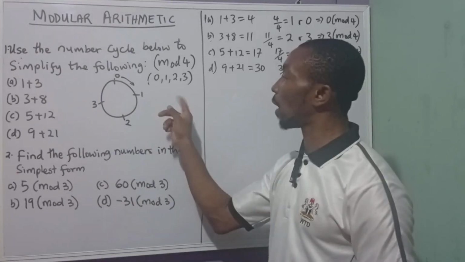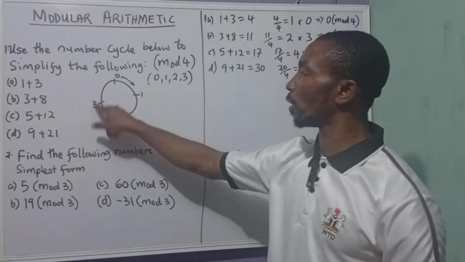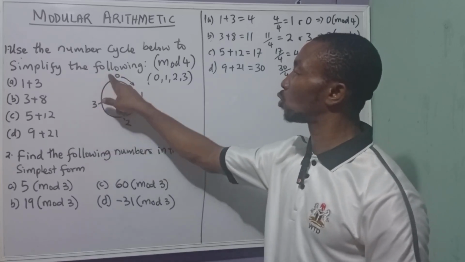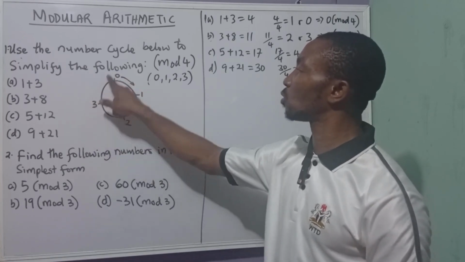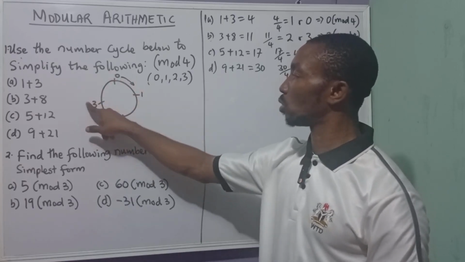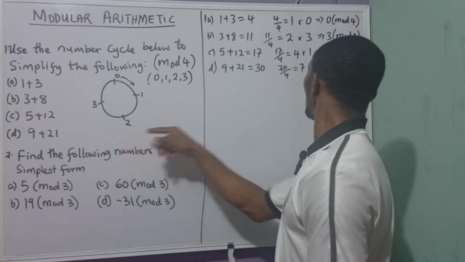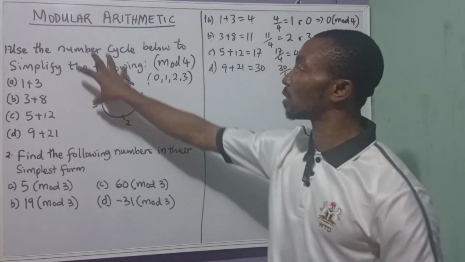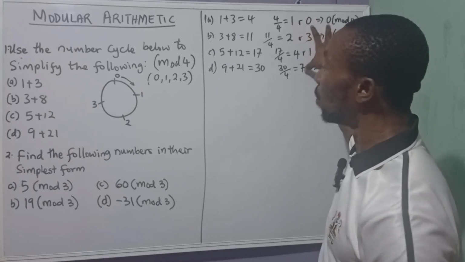Okay? So now from here, we count 30 starting from 0: 1, 2, 3, 4, 5, 6, 7, 8, 9, 10, 11, 12, 13, 14, 15, 16, 17, 18, 19, 20, 21, 22, 23, 24, 25, 26, 27, 28, 29, 30. So 30 stops at 2, which gives us 2 mod 4. So with this, we've used a number cycle to calculate our mods.